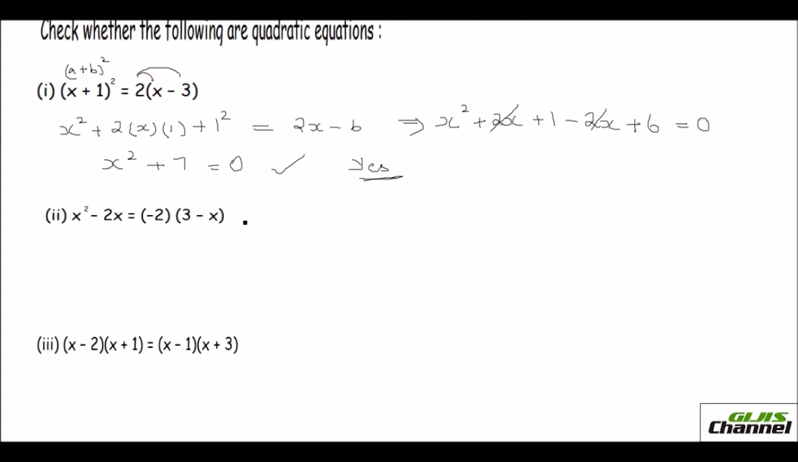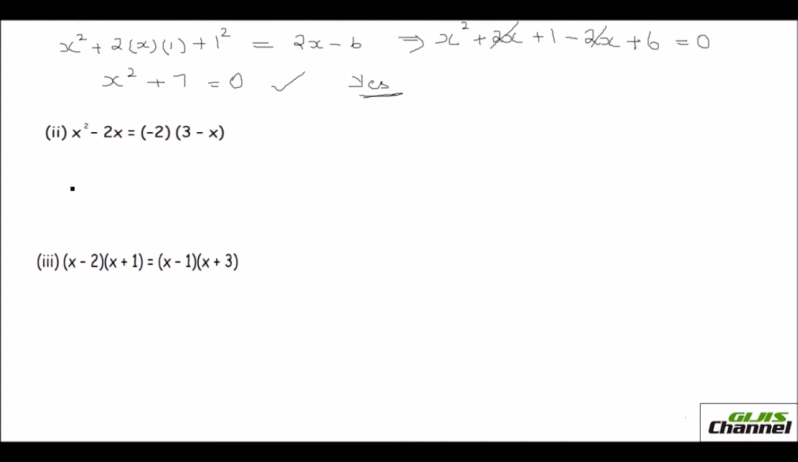Now let's do the next one. X squared plus 2x. So yeah, it is already individual terms only, so you didn't do anything to it. X squared minus 2x, I write as it is, equals to, I use the distributive property here. Minus 2 times 3 is minus 6. Minus 2 times minus x would give you minus, and minus makes it plus, plus 2x.